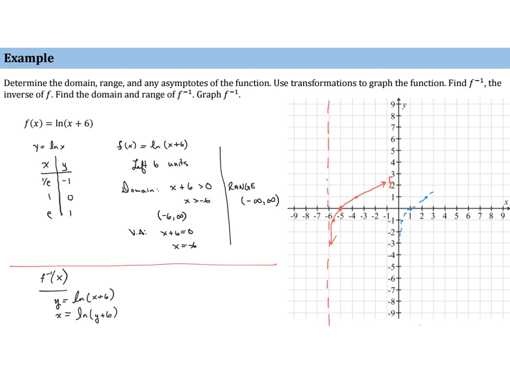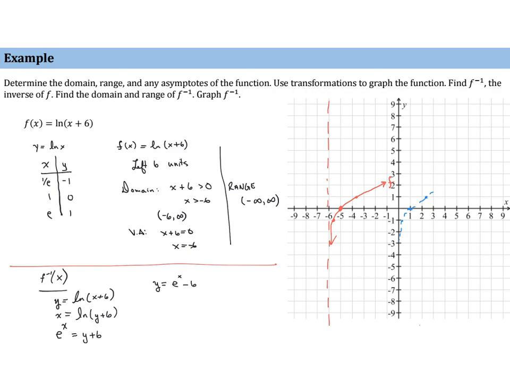Now we'll convert this to an exponential. The base of our logarithm is e, so that will be the base of our exponential. In our logarithm, the base and the exponent have been separated, so our exponent will be x. So e to the x equals y plus 6. So then to solve for that, we get y equals e to the x, then subtract 6.